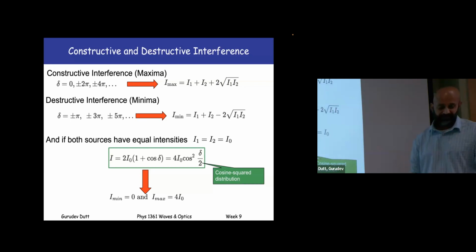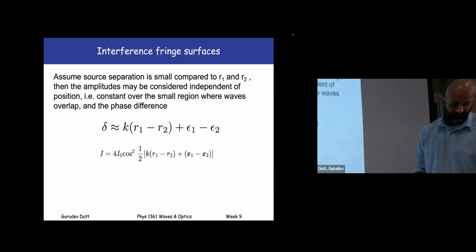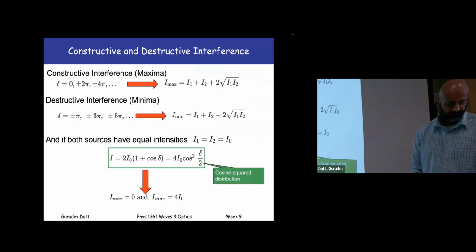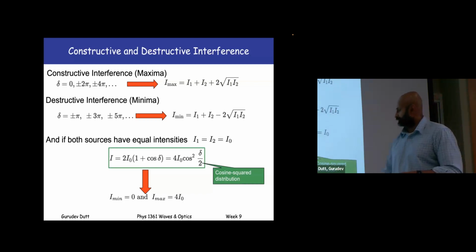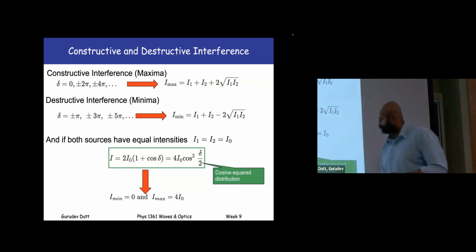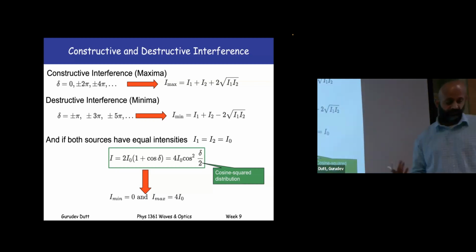So you'll get a pattern. I thought I had a graph of this pattern. Maybe it'll come out in a minute. Sorry. So the pattern looks like a cosine squared. In case you graph that, I'll show it to you in a minute or so. It's always above 0, obviously, because it's a square of the cosine, and its maximum value is again going to be 1. So that's when this maximum value becomes 4 I naught, and the minimum value has to be 0. So it'll look like that.